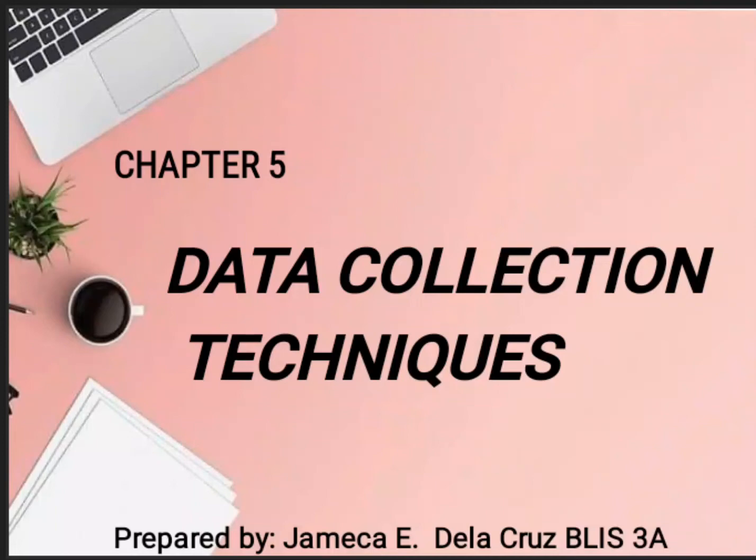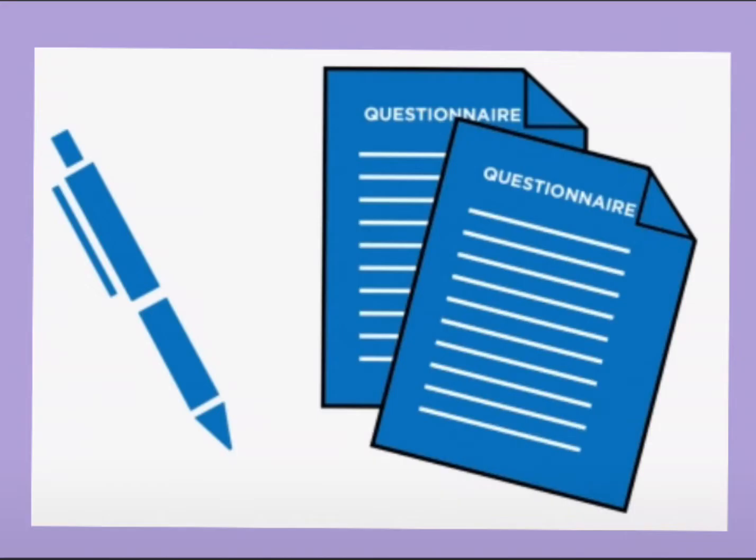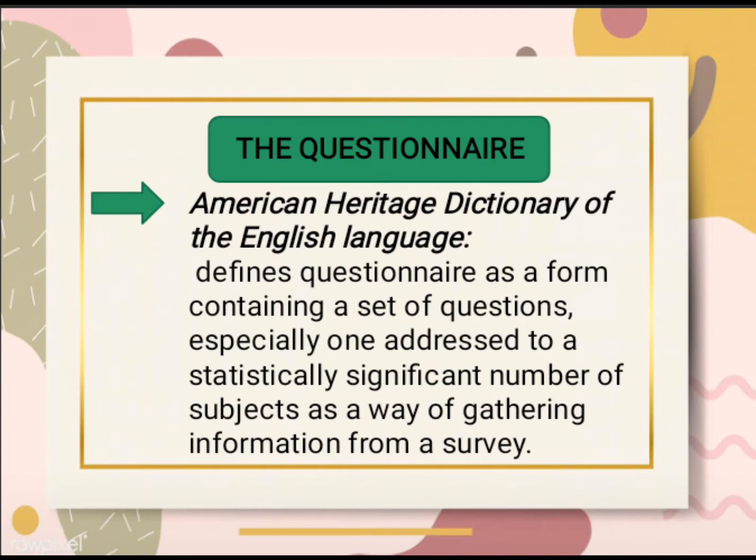Chapter 5 Data Collection Techniques. The Questionnaire. The American Heritage Dictionary of the English Language defines questionnaire as a form containing a set of questions, especially one addressed to a statistically significant number of subjects, as a way of gathering information from a survey.